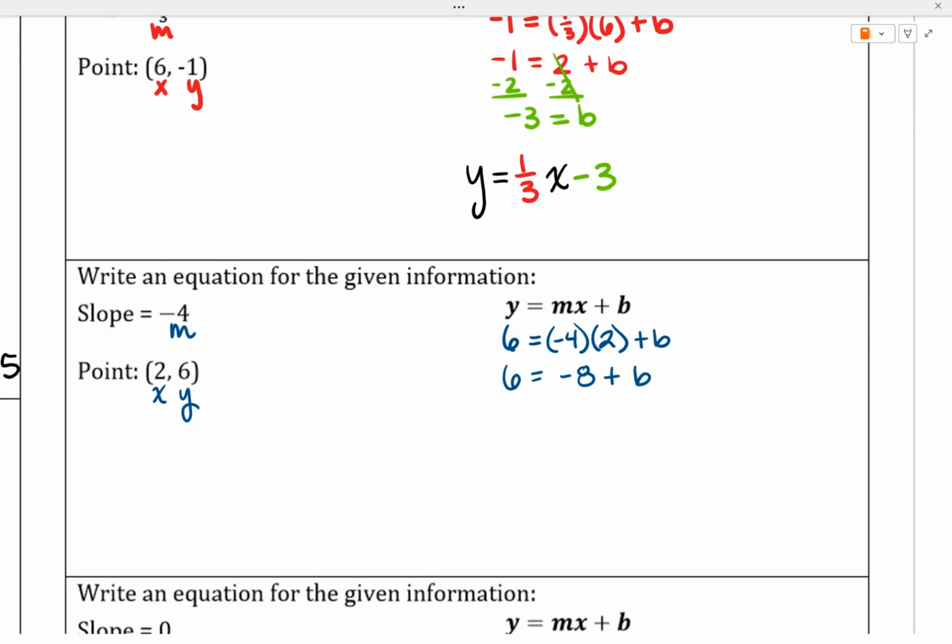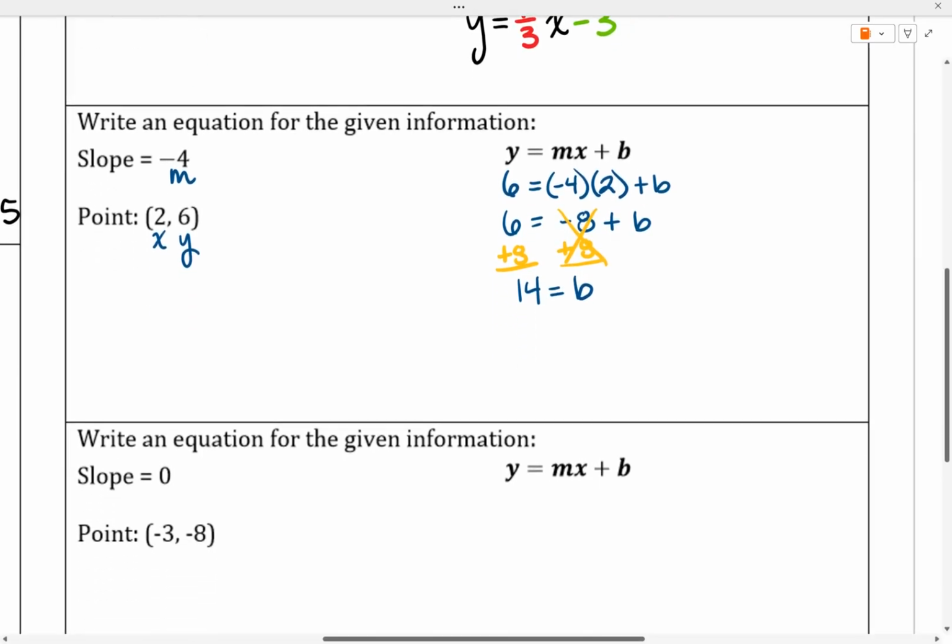To get b by itself, we need to add 8. And 6 plus 8 gives us 14 to equal b. So then we can write our equation to say y equals m, which is negative 4, x plus 14.